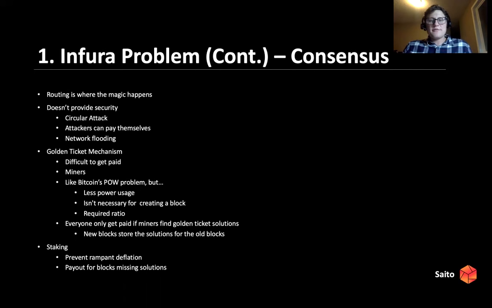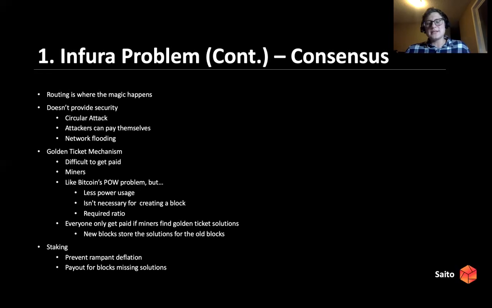So in order to provide that layer of security that's necessary, Saito introduces this other mechanism called the golden ticket. And what the golden ticket does is it essentially makes it difficult for nodes to get paid. And a golden ticket problem has a golden ticket solution. And this golden ticket solution must be found through hash power. The golden ticket problem is a proof of work problem, just like Bitcoin, except it uses less power, and it shouldn't be melting any more polar ice caps than the Bitcoin problem does currently.